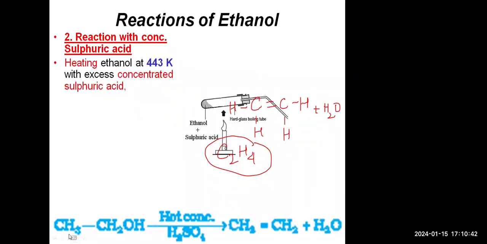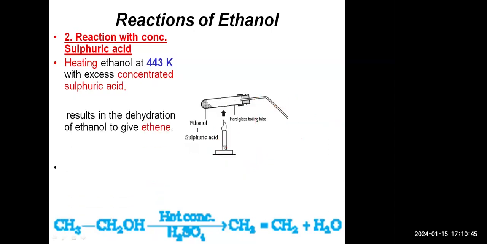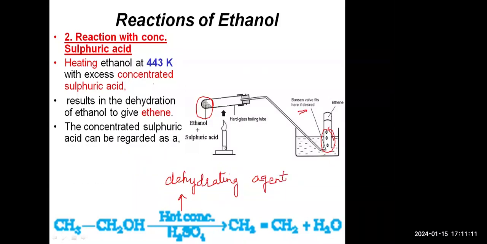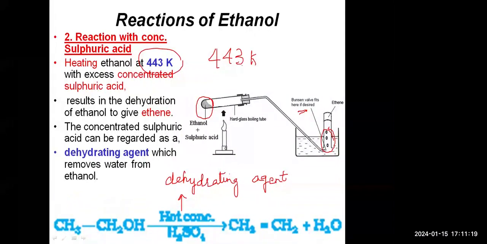In this diagram, you can see this reaction happening. This is ethanol with sulfuric acid, and ethene gas is produced here. This is ethene gas being collected here, right? So here, this concentrated sulfuric acid is acting as a dehydrating agent, because it is removing water out of it. And you have to remember the temperature during this reaction. It reacts at 443 Kelvin temperature. So this is the second property.